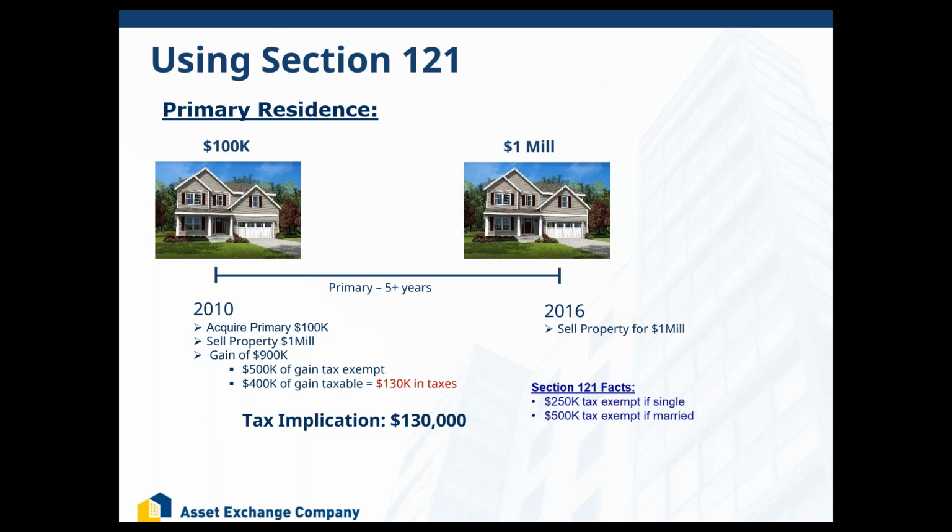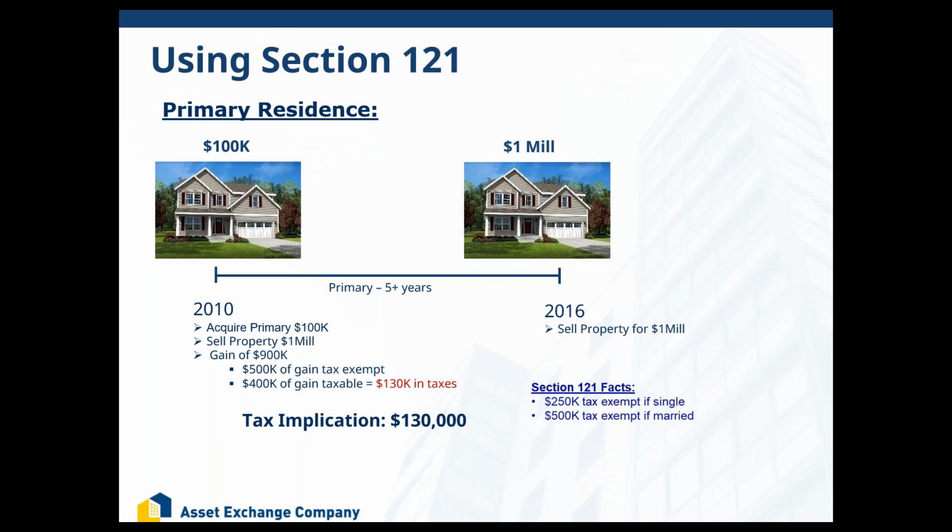Now, it qualifies for 121. Let's just say when we sell it in 2016, we're married. So we're going to claim the 121. So the first $500,000 of the $900,000, because we're married, that portion is going to be tax exempt. But what's the problem? Well, the problem is we still have another $400,000 worth of gain that we're going to have to pay taxes on in 2016 when we sell the property. That's going to equate to roughly about $130,000 in taxes when we sell the property in 2016.